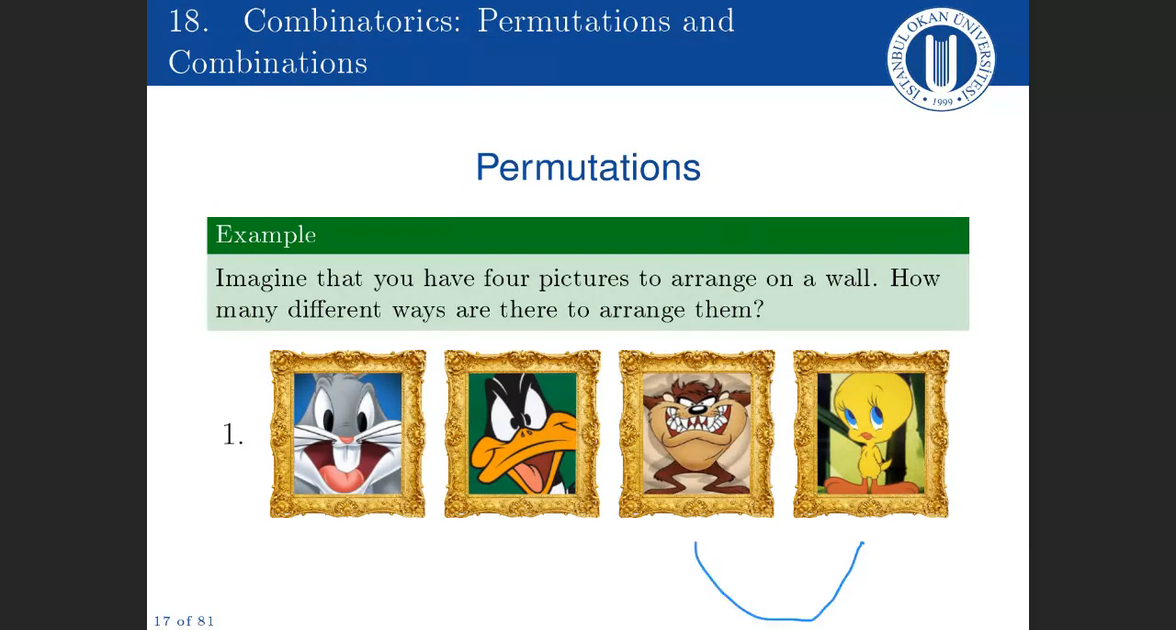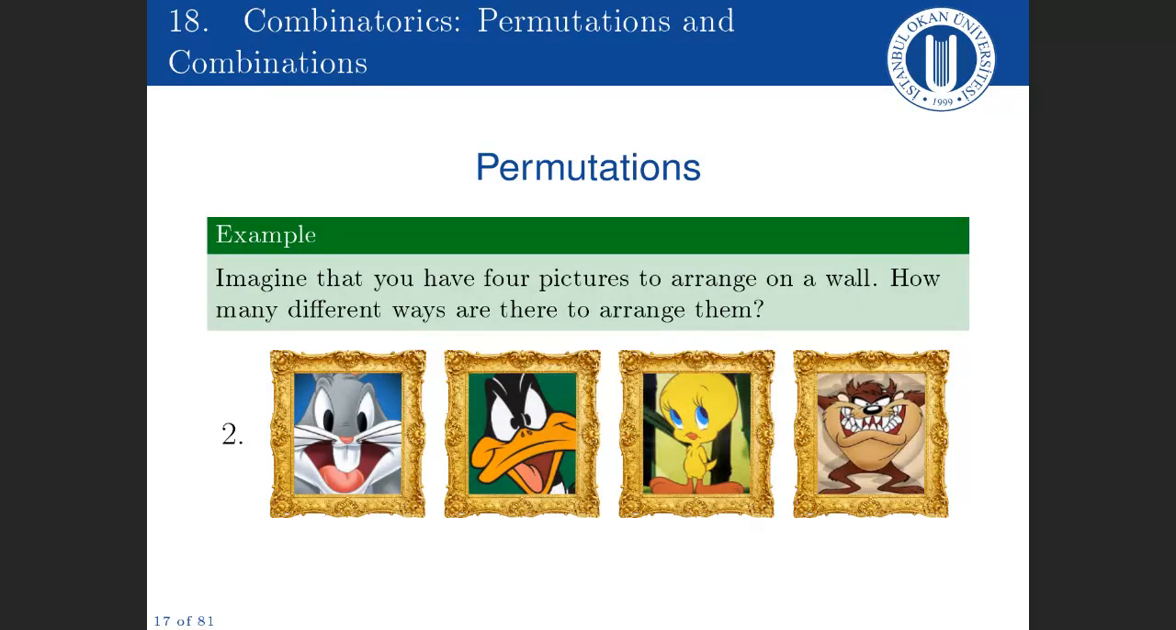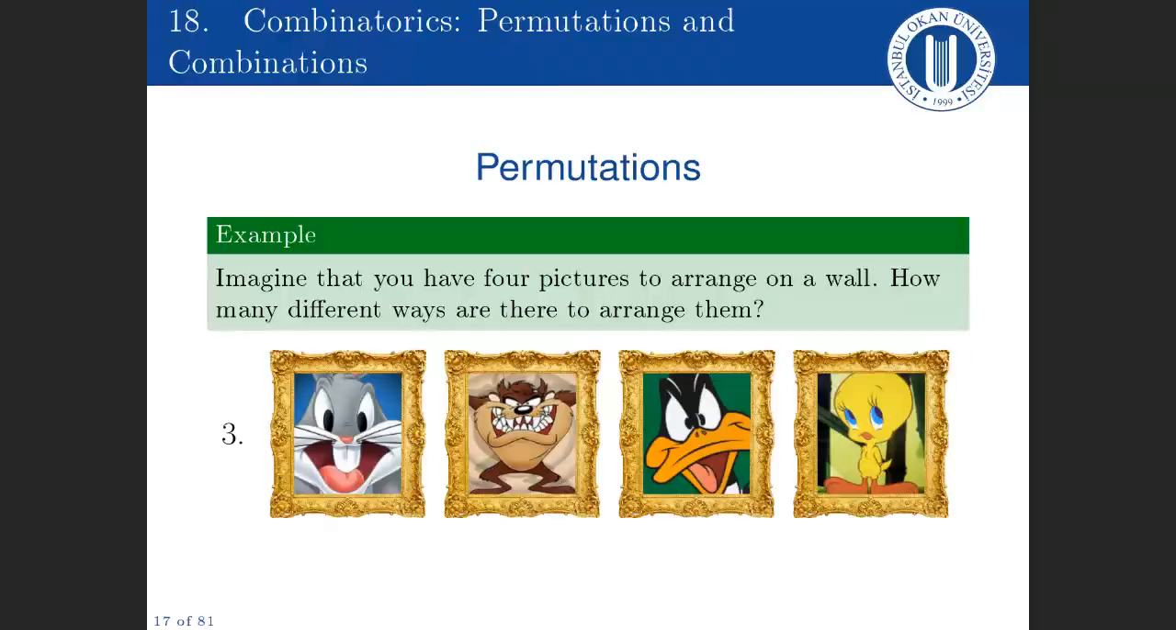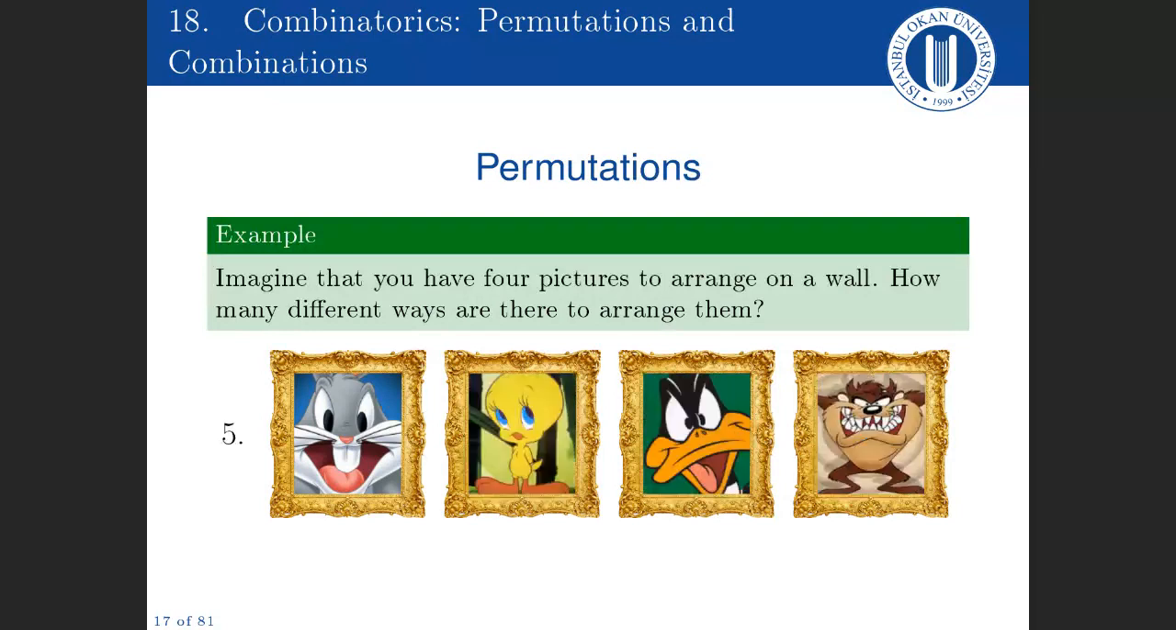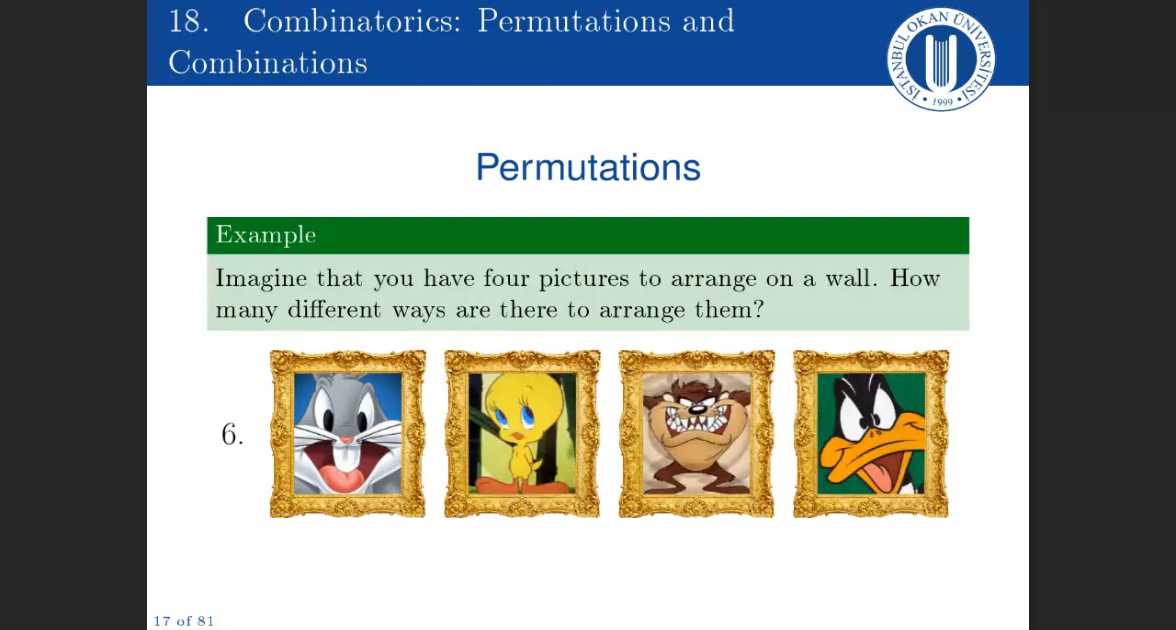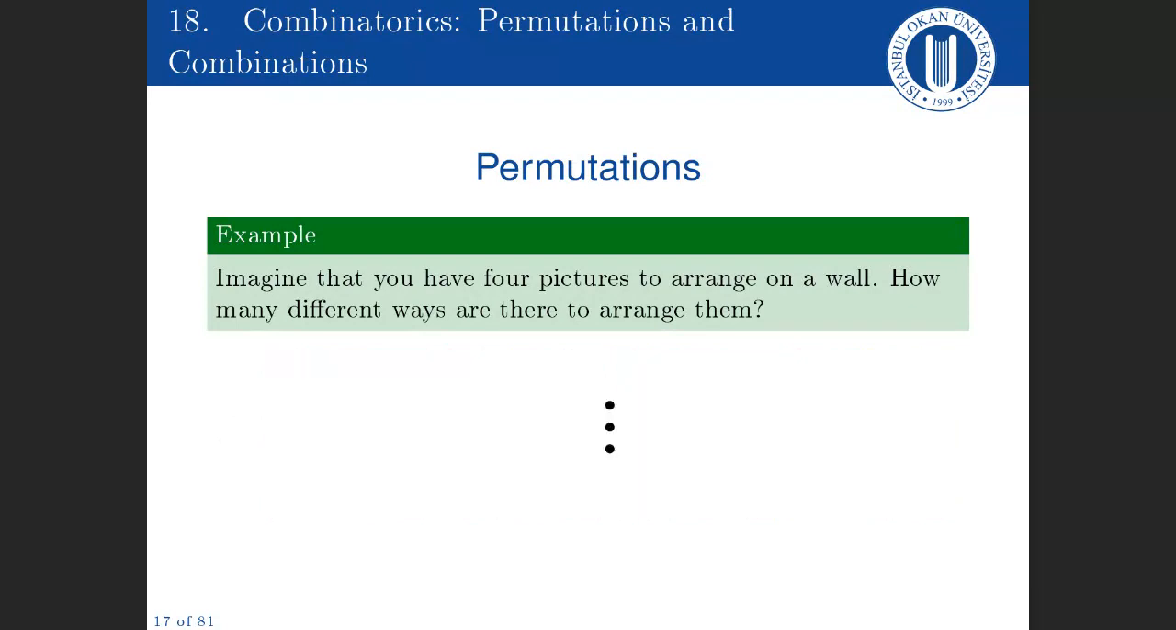Or let's suppose we swap 2 of them. We could do Bugs, Daffy, Tweety, Taz, and that's arrangement number 2. Or we could do Bugs, Taz, Daffy, Tweety, or Bugs, Taz, Tweety, Daffy, and so on. I'm not going to list every possible way to arrange them. How could we calculate how many different ways there are to arrange them?